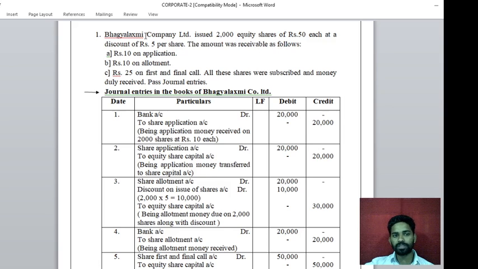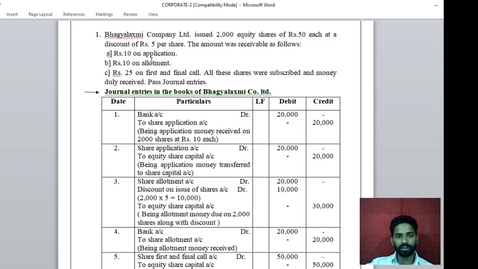Now this Bhagyalakshmi company is going to issue shares. Which type of shares? Equity shares. How many shares? 2,000 shares, and each share price is rupees 50. But a discount of rupees 5 is given, so they are issuing at rupees 45. Now see how they are going to receive this 45.